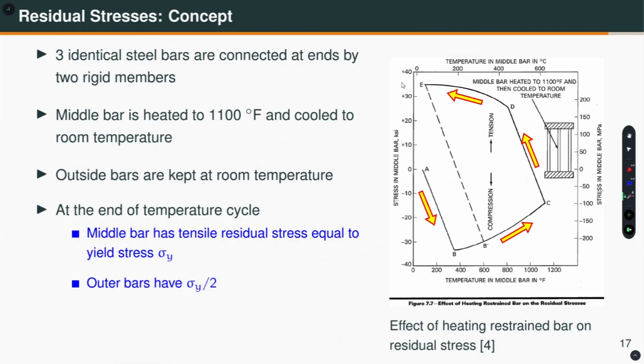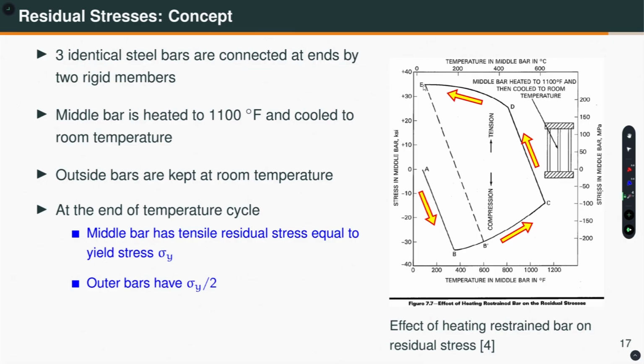So, what are the stresses in the outer bar at this point? At this point, the stress in the outer bar is equal to 50% of sigma y. So, the outer bar will have sigma y by 2, but what is the nature? The middle bar is tensile, but the outer bars are now the opposite, compressive.